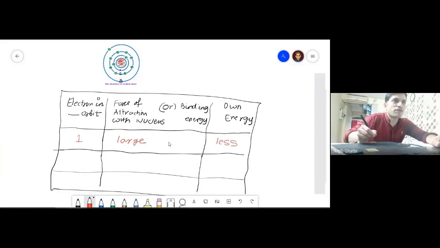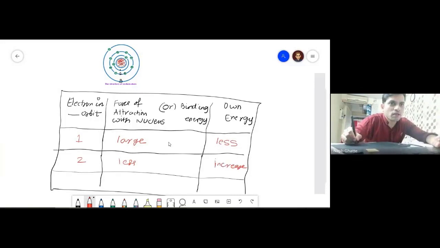Fine. Now, for example, suppose we talk about an electron in the second orbit. You can see here, the electron in the second orbit is very much away compared to the electron in the first orbit. So I say the force of attraction to the nucleus is a little bit less compared to the first. So this has less force of attraction, and energy increases. So here energy will increase.